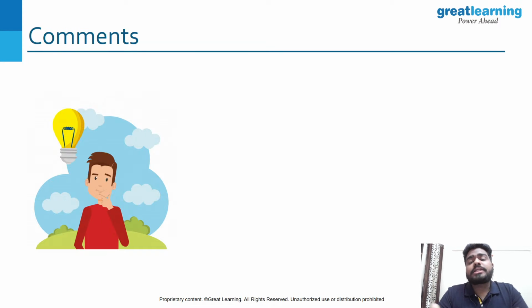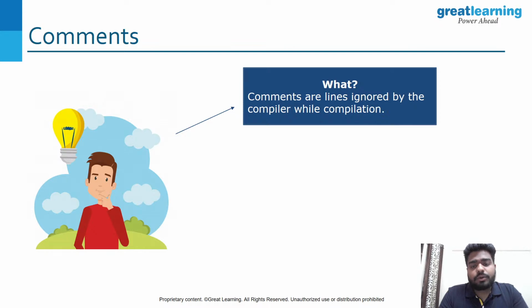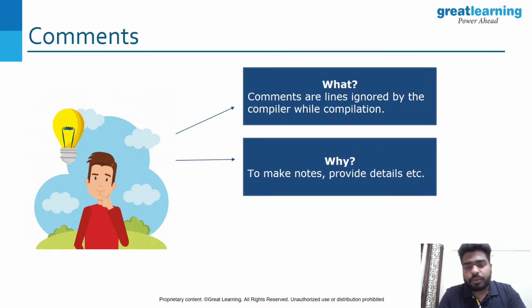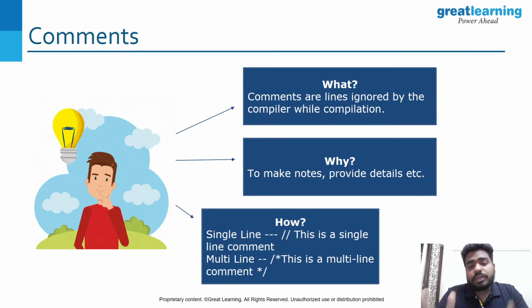Those are called comments, and there is a specific way to write them. Comments are lines ignored by the compiler. This is not code. The compiler will totally ignore it. This is used to make notes, or to give some description or information to the user. There are two types of comments which we can give: one is single line comment and one is multi-line comment. For a single line comment, we use double slash.